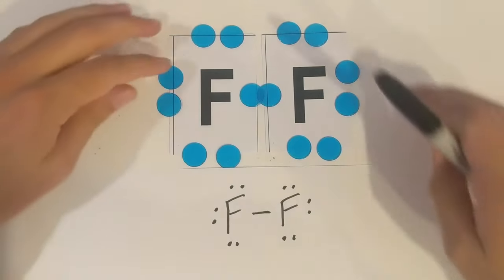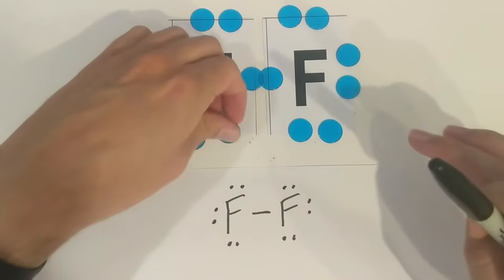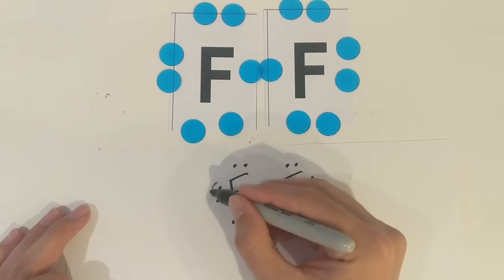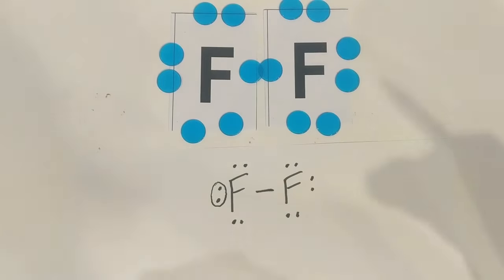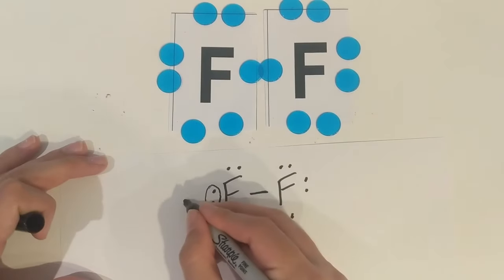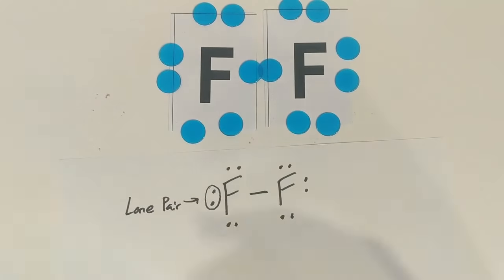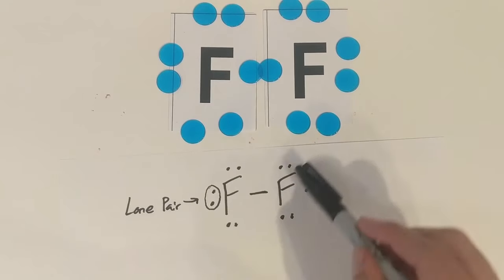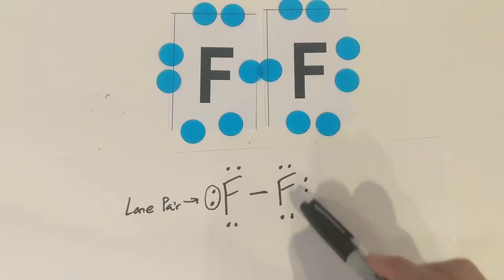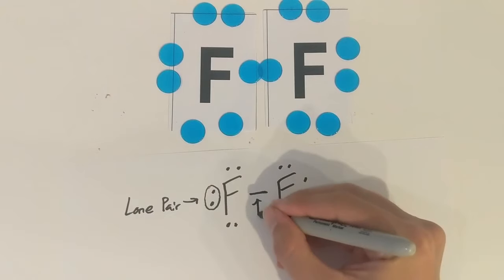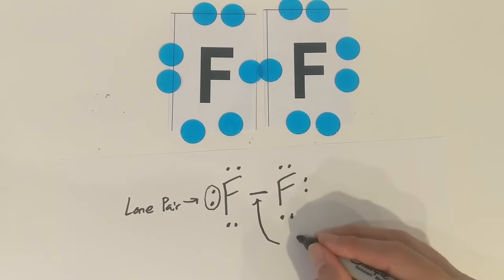Some vocabulary that we will need to learn is that each one of these, I'm just going to draw a little circle around it, is 2 electrons, and we are going to call that a lone pair, because electrons like to pair up together when they're in molecules. So this will be a lone pair, this a lone pair, this a lone pair. You've got a lone pair here, a lone pair there, and a lone pair there. And this right here is going to be called a single bond.